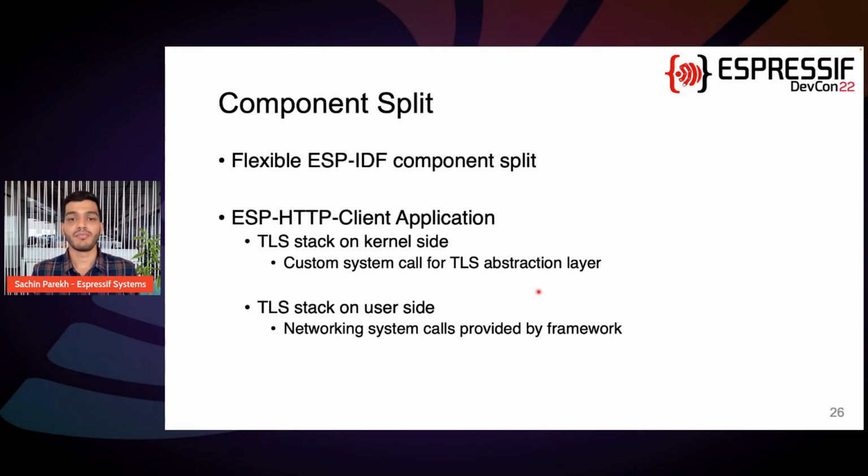One example would be to place the entire TLS or the ESP HTTP client component inside the kernel. For that, the protected application would have to implement its own custom system calls for the ESP HTTP client component, and then the user application would use these system calls to access the HTTP client or the network. The other approach is to only handle the lower level socket operations at the protected app level and defer the rest to the user application. For example, here the entire TLS stack can go into the user application, and the protected application would just care about the socket operations.